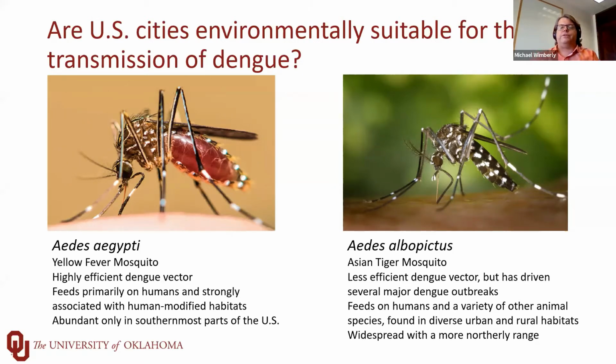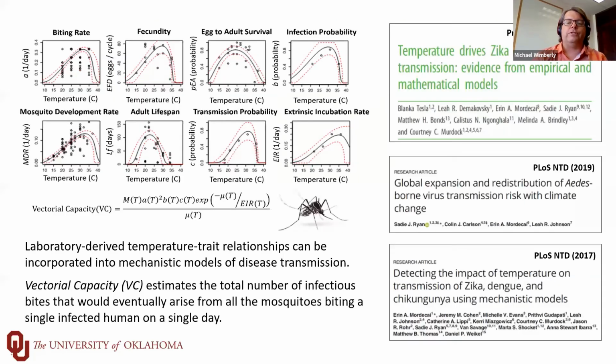Another potential vector is the Asian tiger mosquito, Aedes albopictus. So it's less efficient, but it's driven some major outbreaks, particularly in southern Europe. And it's different from aegypti in that it feeds on humans and a variety of other animal species. And it's found in a much more diverse array of urban and rural habitats. And it's much, much more abundant and widespread throughout the US than Aedes aegypti. So it's something of a concern.